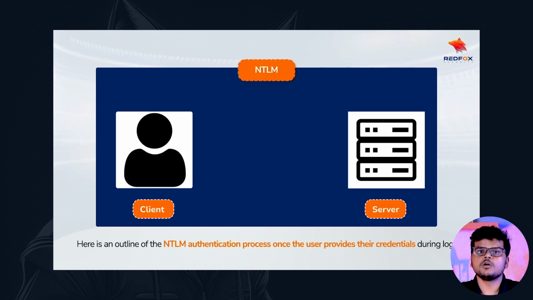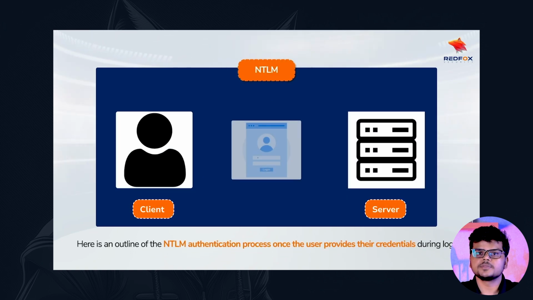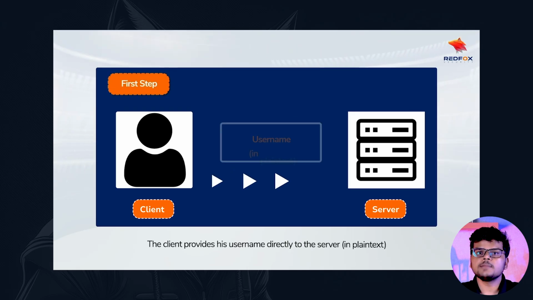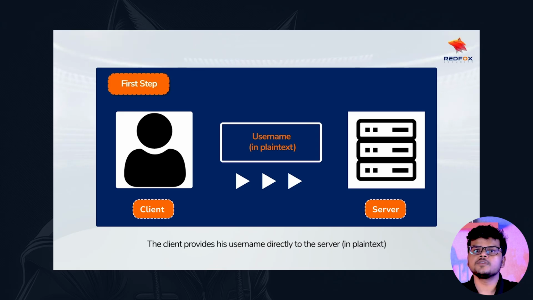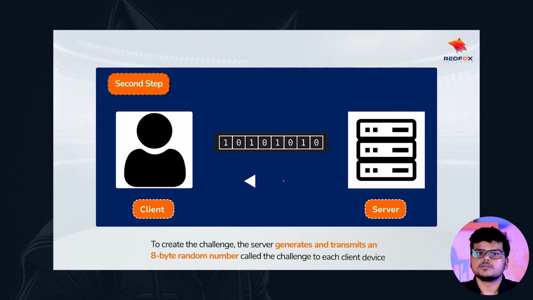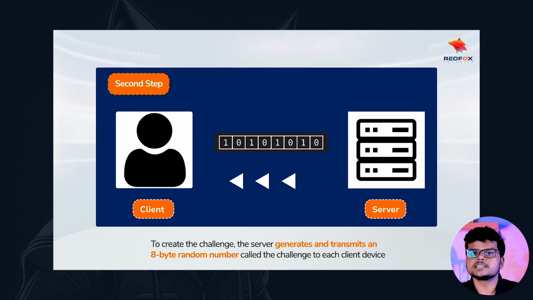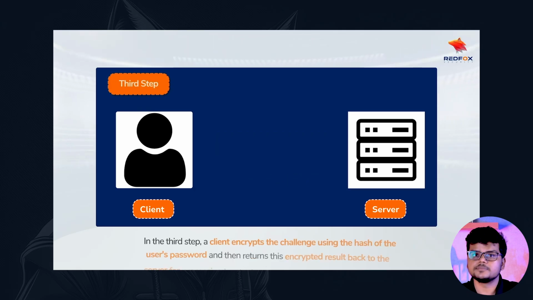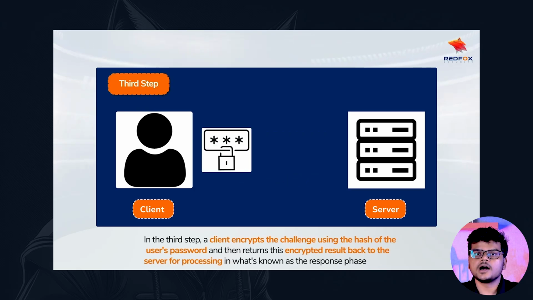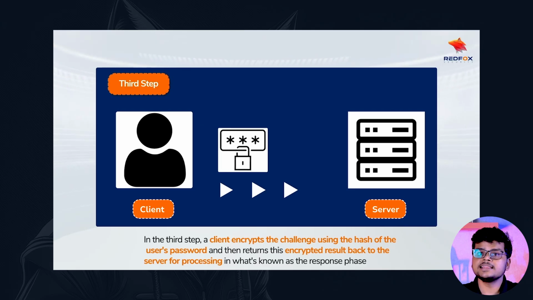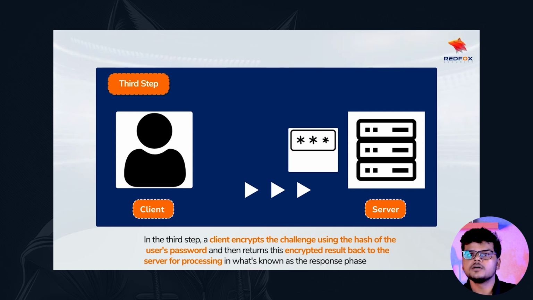Here is an outline of the NTLM authentication process. Once the user provides their credentials during login, the client provides the username directly to the server in plain text. To create the challenge, the server generates and transmits an 8-byte random number, called the challenge, to the client device. In the third step, the client encrypts the challenge using the hash of the user's password and then returns the encrypted result back to the server for processing, in what's known as the response phase.